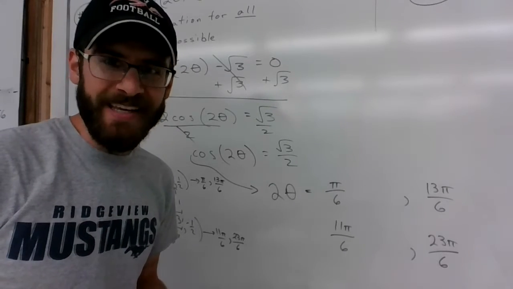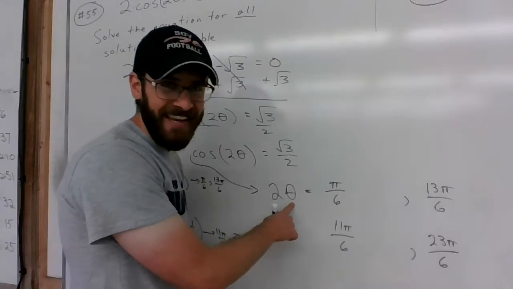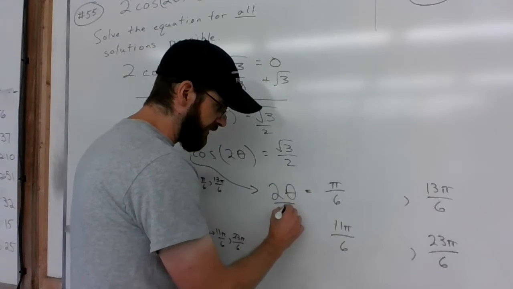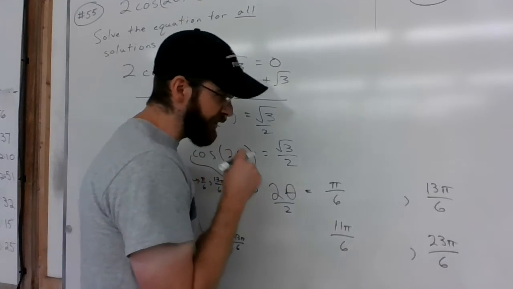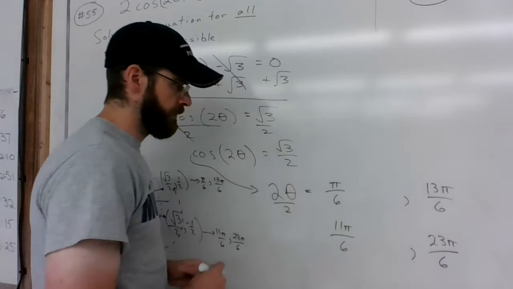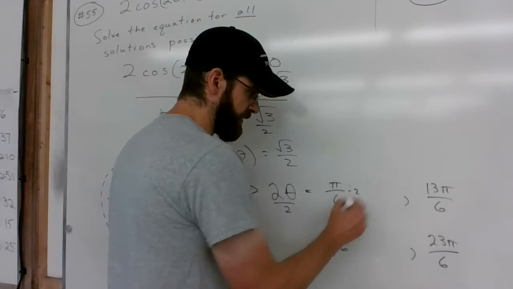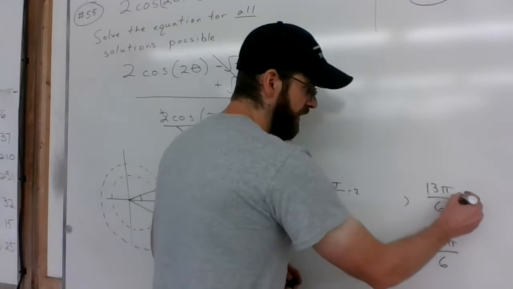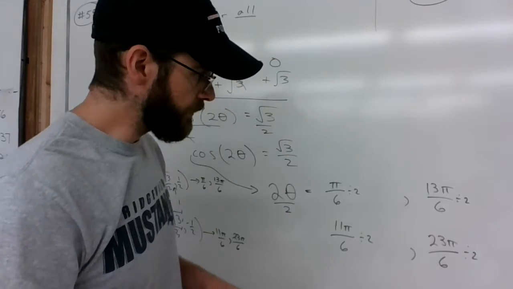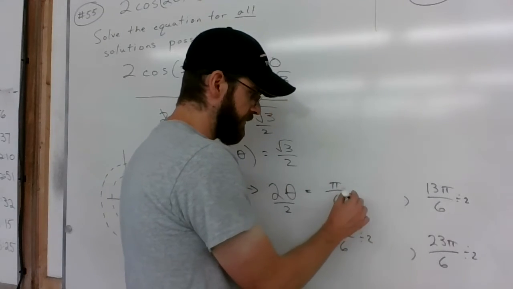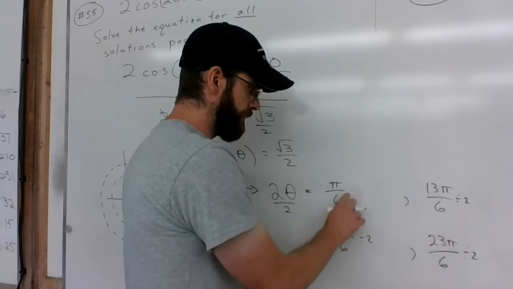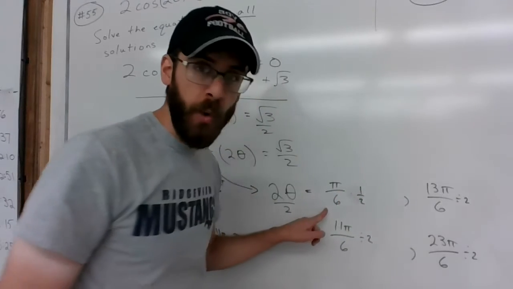All right, here's why we can do that. You're solving for theta. When you solve an equation, you're solving for the variable. So you're dividing this side of the equation by 2, and that by 2, and that by 2, and that by 2. So what happens when you divide pi over 6 by 2, and 11 pi over 6 by 2, and 13 pi over 6 by 2, and 23 pi over 6 by 2? Well, it's the same thing as multiplying by 1 over 2, which means they're all 12s on the bottom now.